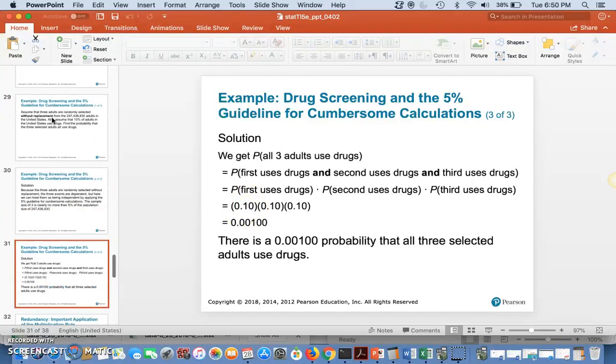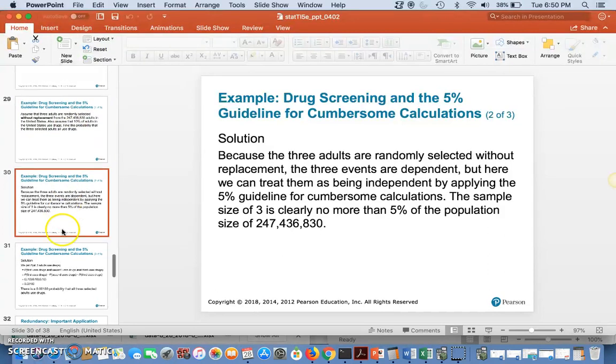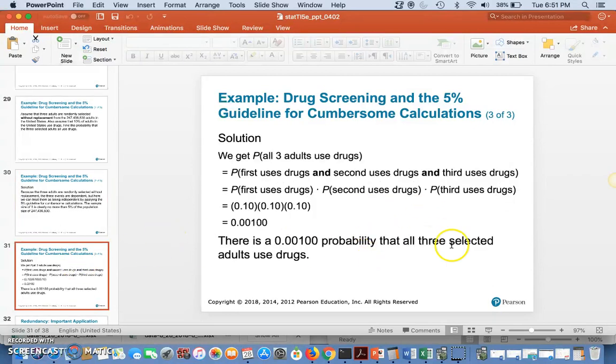Okay, we'll be dealing with the 5% rule, and there's a little example of it. Basically, what you want is when you have large amounts of something that you're testing, but you only sample a very small amount. In this particular problem, they had 247 million some odd, and they only sampled 3. Well, 3 is definitely going to be less than 5%, and as long as it's less than 5%, you just pretend like they are independent events, that the outcome of the first has no effect on the outcome of the second, even though technically it would have a little bit.